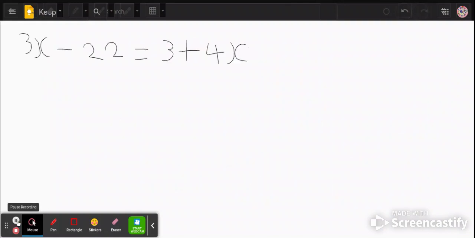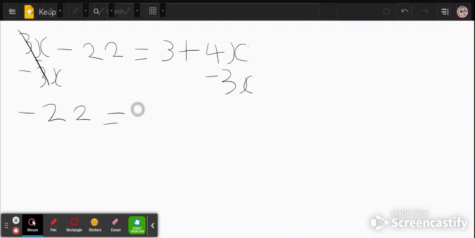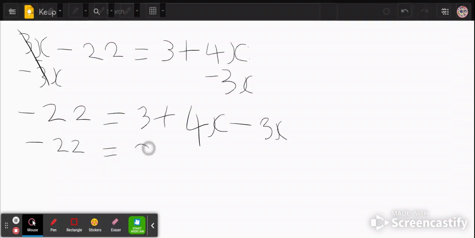All right, so I'm going to bring this 3x to the right side with the 4x, right? So we need to do the opposite of plus 3x, which is minus 3x, right? So we're left with negative 22 is equal to 3 plus 4x minus 3x. So now, negative 22 would be equal to 3 plus 4x minus 3x, which will leave us with x, right? Or 1x. So I'm also going to write 1x.